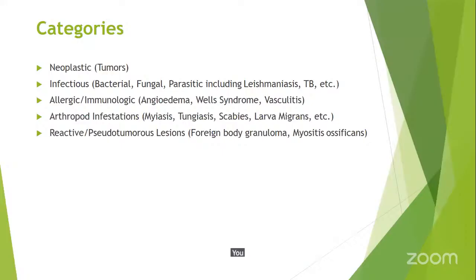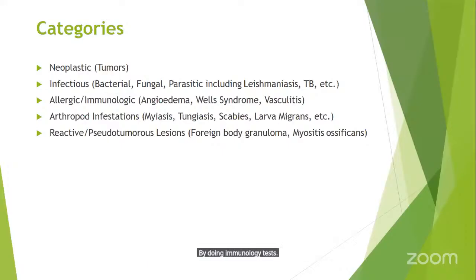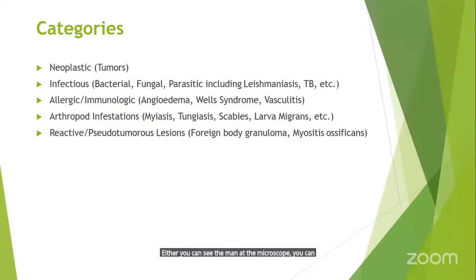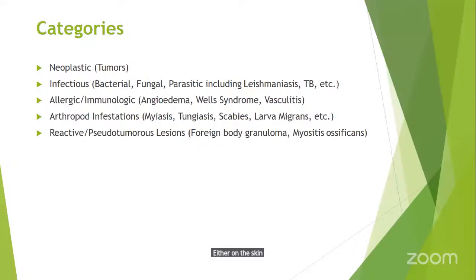You should be able to say that this patient has an allergy based on how you see it by doing immunological tests. You should be able to isolate arthropods. If you don't know how an arthropod looks, you won't find it, because these are organisms that you can see with the naked eye. Either you can see them under the microscope, or you can see their nits. Nits are just small eggs, either on the skin surface or inside the skin tissue after you do a scrape.